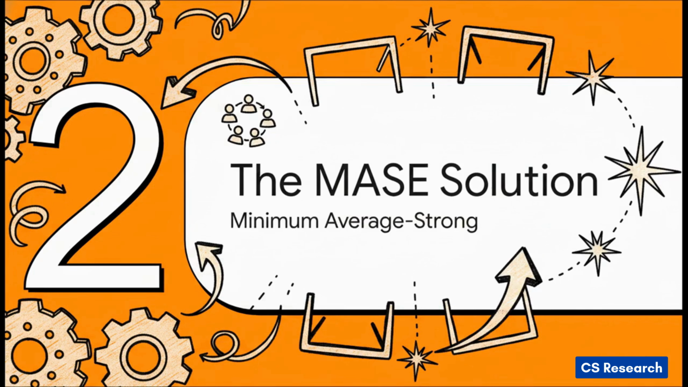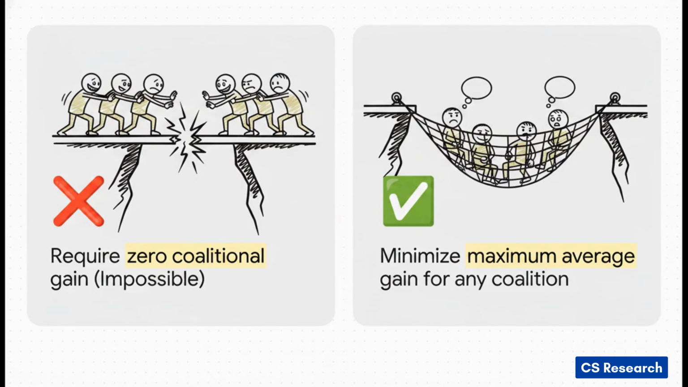Which brings us nicely to section 2, the MACE solution. So if perfect immunity to coalitions doesn't exist, what on earth do we do? Look at this direct comparison. The old way was demanding absolutely zero coalitional gain, and like we just saw, that's practically impossible. But the new way, the MACE way, which stands for Minimum Average Strong Equilibrium, completely shifts the focus. Instead of demanding absolute perfection, it just minimizes the maximum average gain that any deviating group can achieve. It basically asks, how can we make cheating together as unappealing as humanly possible?